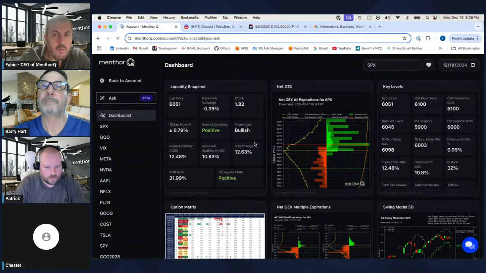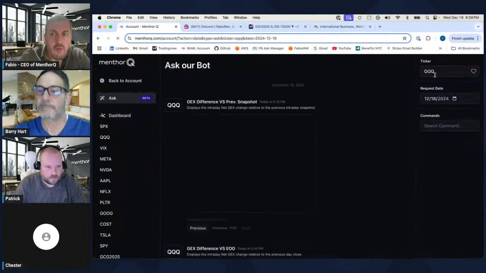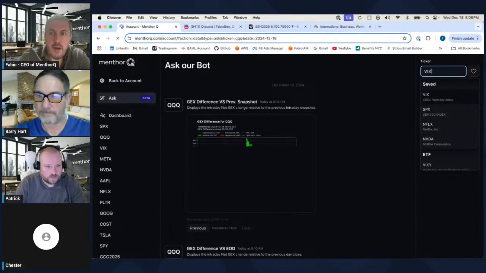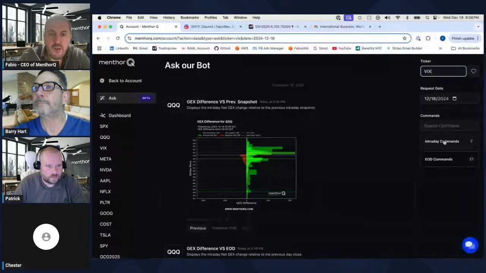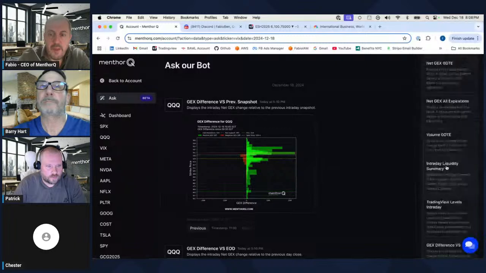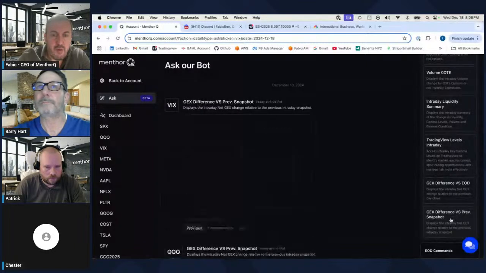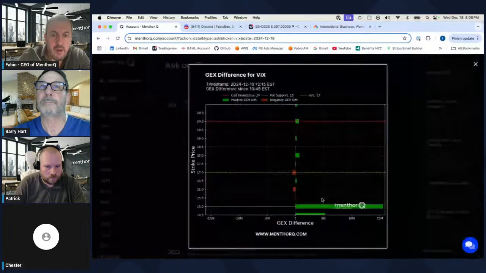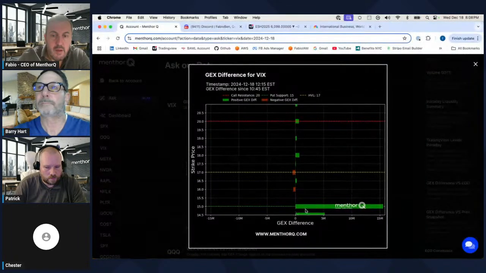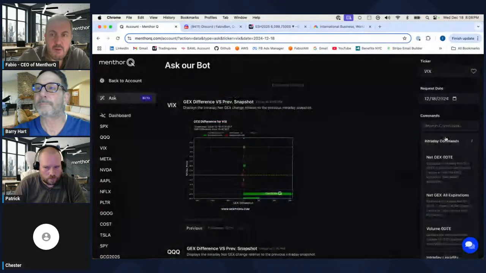Yeah, and also if we go into our intraday dashboard, we can also look at maybe some of the things that have changed since the previous. So, for example, here we see a spike in VIX at the 15 level. Let's look at SPX.